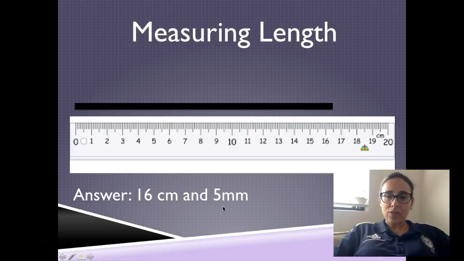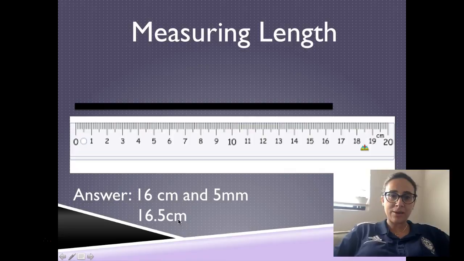We can also write this number using a decimal point. When we write it using a decimal point, we just get rid of the 'and' as well as the unit centimetre. And now our answer is 16.5 centimetres. So this line is measured at 16.5 centimetres.